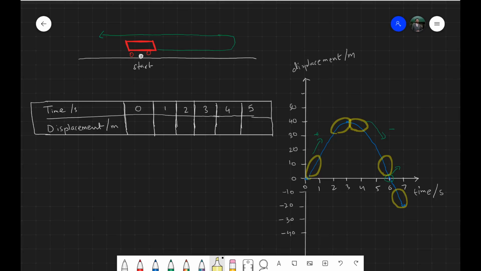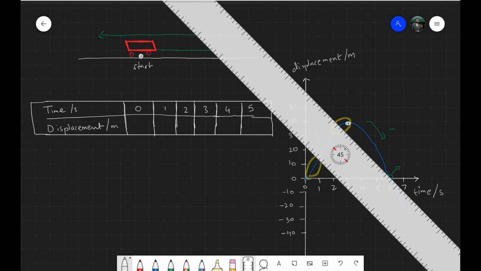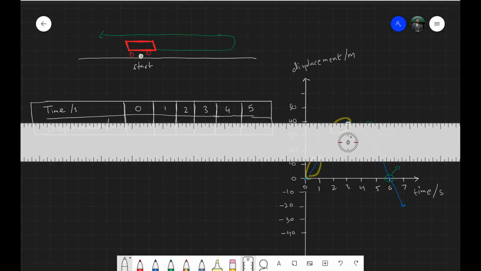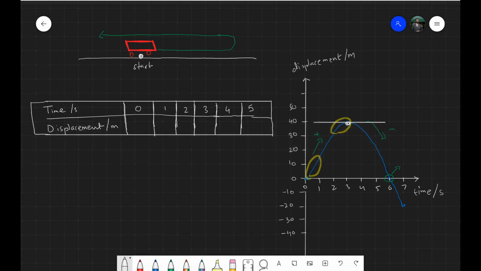Also, if you just pay attention to this part of the graph, what if I draw a tangent at this point at the very top of the graph? Well, the tangent at the top or the bottom of a graph always looks like this. It's always a line like this, which basically tells me that the car was at rest, or the car did stop when it was taking a U-turn when it was here.